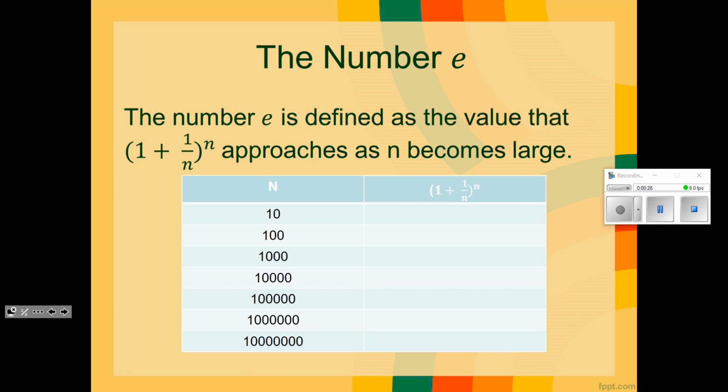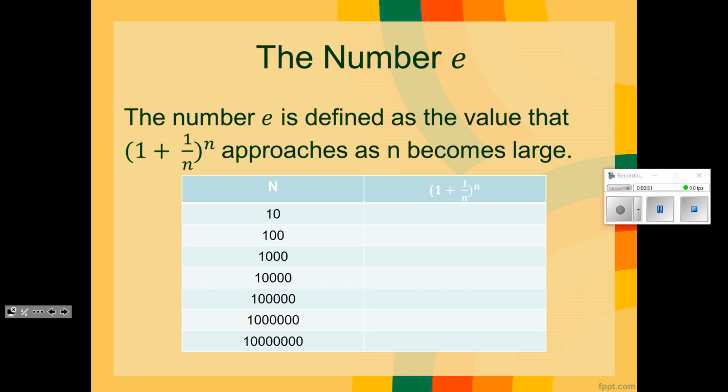It's a letter, but it represents a certain number, kind of like pi. Pi represents what? 3.1415 something, an irrational number. e represents a number as well. So let's figure out what e represents.